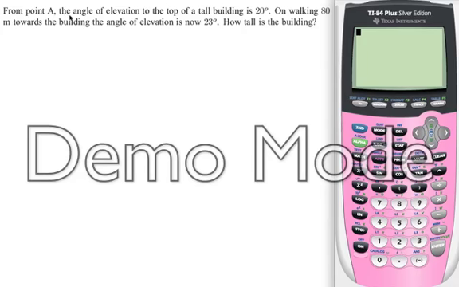From point A, the angle of elevation to the top of a tall building is 20 degrees. I'm walking 80 meters towards the building. The angle of elevation is now 23 degrees. How tall is the building?